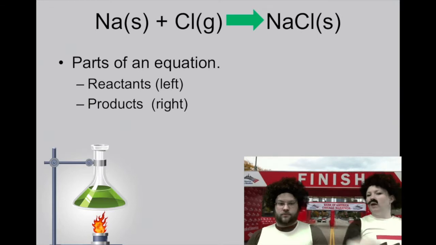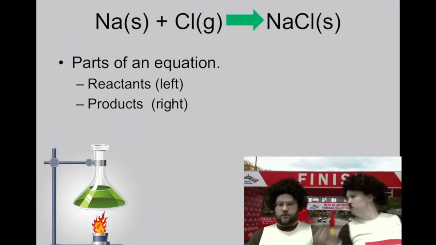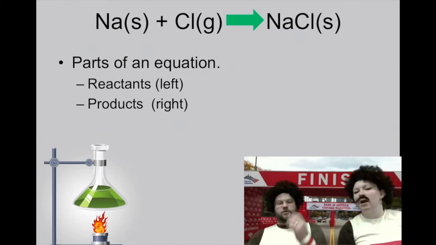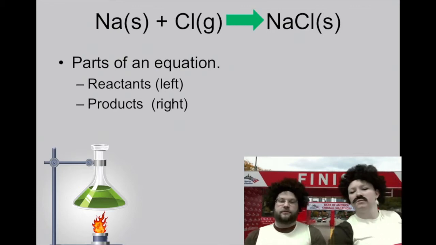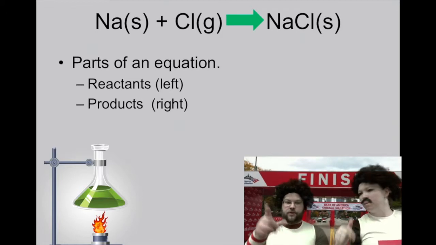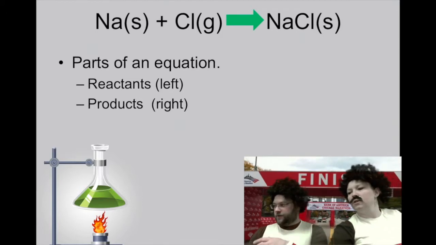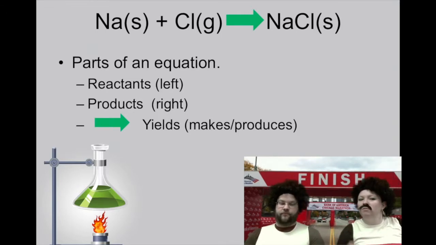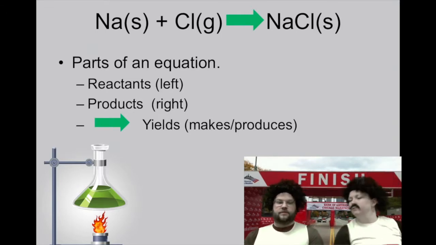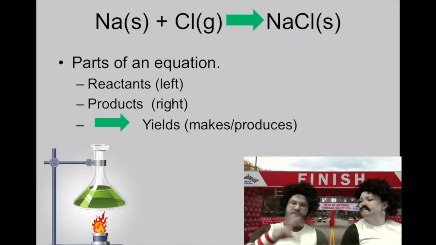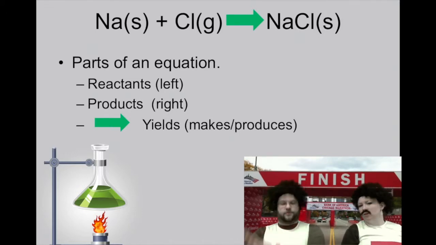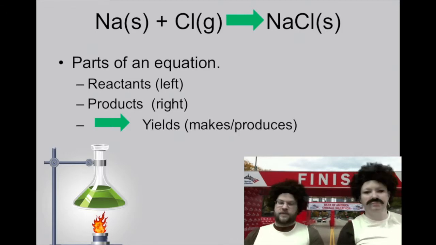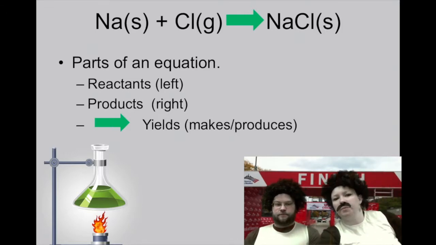Then you have the products, the things being produced. So the reactants react to produce the products, and those are going to be on the right, because the arrow points at the new stuff. So it's like reading, right? We start on the left, and they turn into stuff on the right. And that big green arrow, what it means is yields. So we would say that the reactants yield the products, or makes or produces them. Yields is just another term for making or producing. Pretty simple.